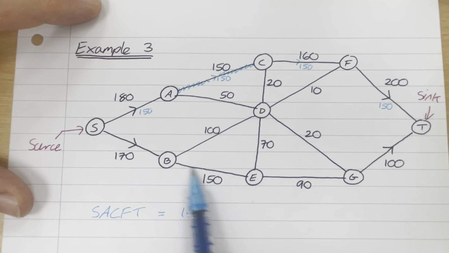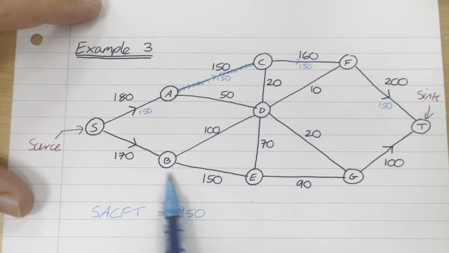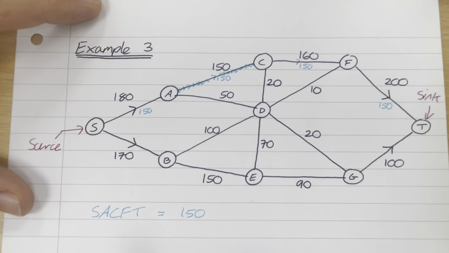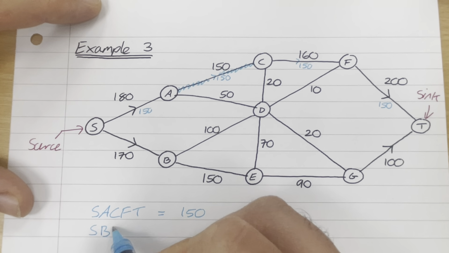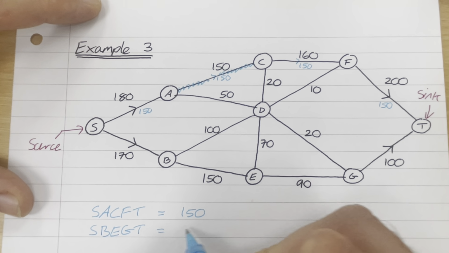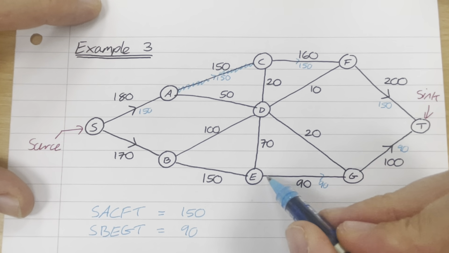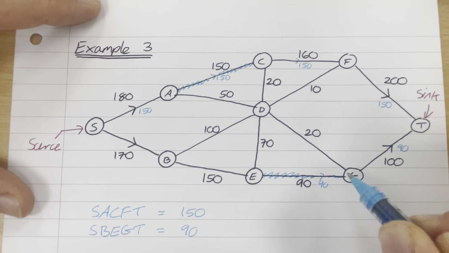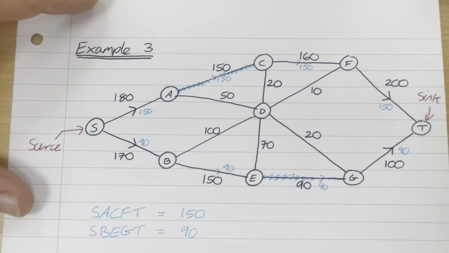I can go around the bottom of the network. So 170, 150, 90, and 100. The smallest of those numbers is 90, so I can push 90 units of flow through that route. So S, B, E, G, T. That's going to be a 90. Pop a 90 there, a 90 there. This one is saturated. Can't push any more through. That's a 90, and I've got 90 there.